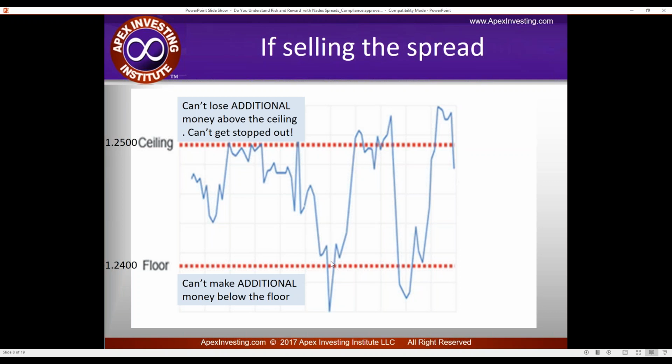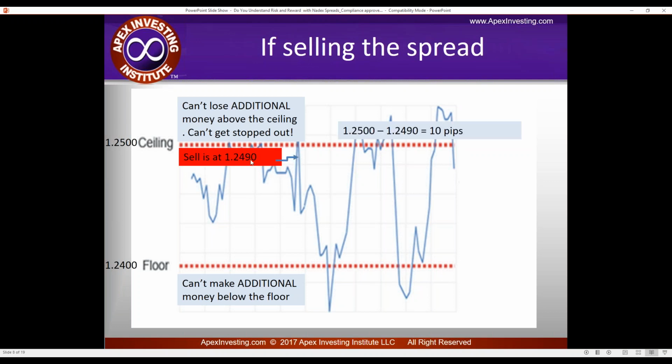Well, we're not going to make additional money past the floor, all right? It could keep going and going and going, hundreds of pips, but we're only going to be profitable down to the bottom or to the floor of the spread. If we think the market's going to go down, so we sell it, but we're wrong and it goes way up, our risk, our loss, is stopped at the ceiling. We can't lose additional money above the ceiling. All right, we don't get stopped out if it hits a floor or ceiling.